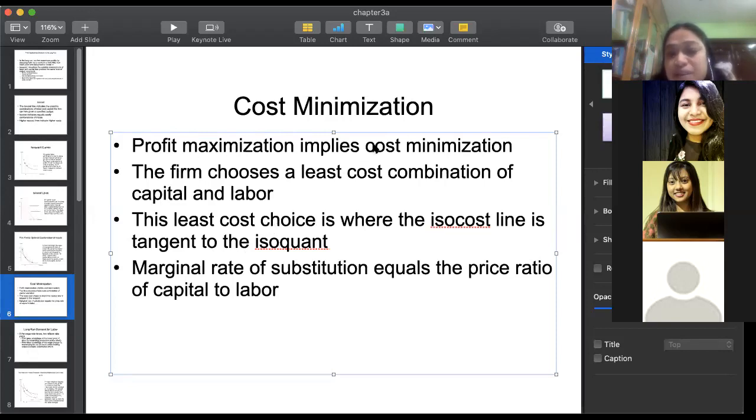So profit maximization implies cost minimization. If you do not minimize cost, there is no way you can maximize profit, right? They are just the flip side, opposite sides of the same coin. The firm chooses the least cost combination of labor and capital. So if it wants to maximize profit, it has to choose that particular combination of labor and capital that will give the same level of output at the lowest possible cost. And this point occurs when the iso-cost curve is tangent to the iso-quant curve. And lastly, the two slopes are equal.